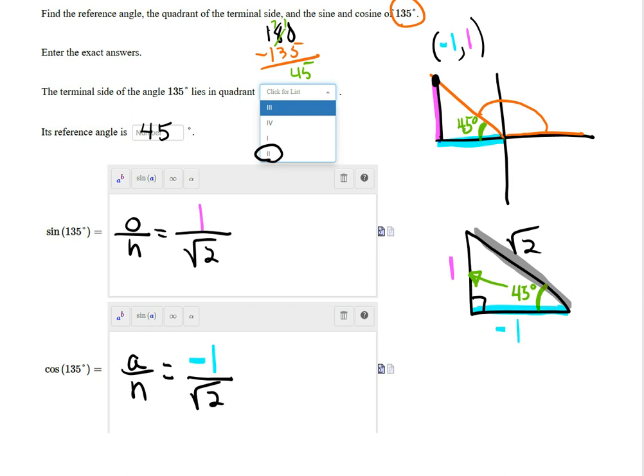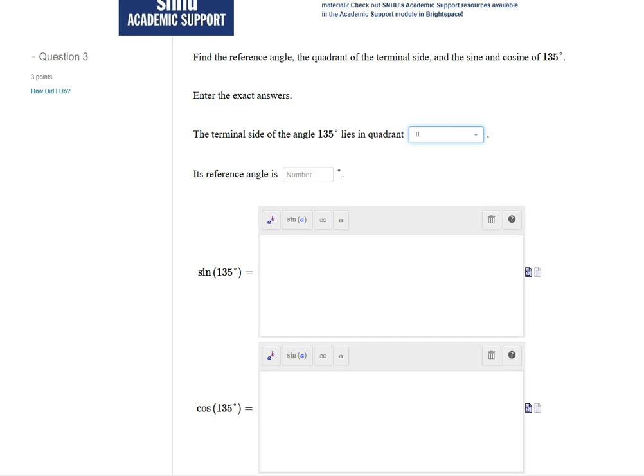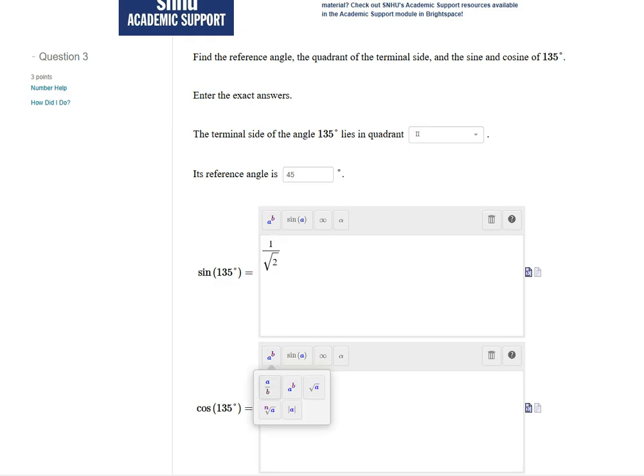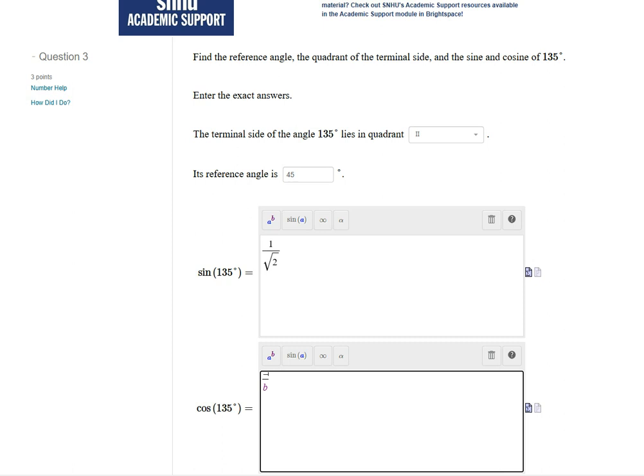So I'm gonna jump back to Mobius, click on 2, type in 45. This is a fraction. My numerator is a 1. The denominator is the square root of 2. Man, I am really glad they're not making me rationalize these denominators, because I really hate doing that. -1 and backspace to a radical and 2.